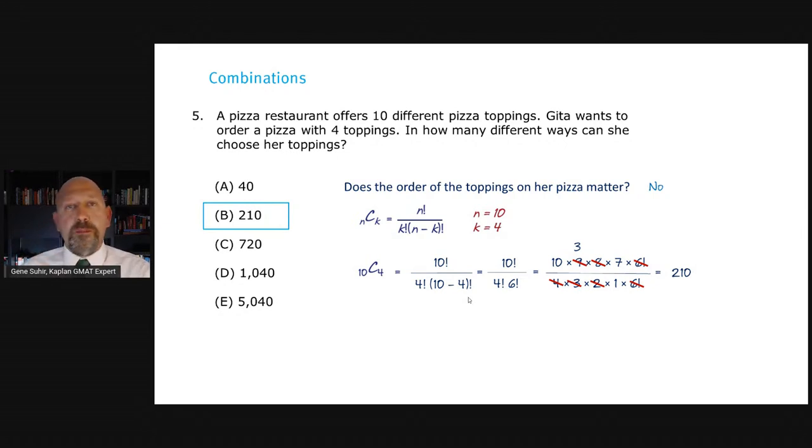If order mattered, although the GMAT probably wouldn't do this with pizza toppings, maybe they would do it with, say, 4 pizzas come out of the oven one at a time, each one with 1 topping. How many orders can there be? Then they'd make a permutation problem. And then the same thing, right? 10, 9, 8, 7.